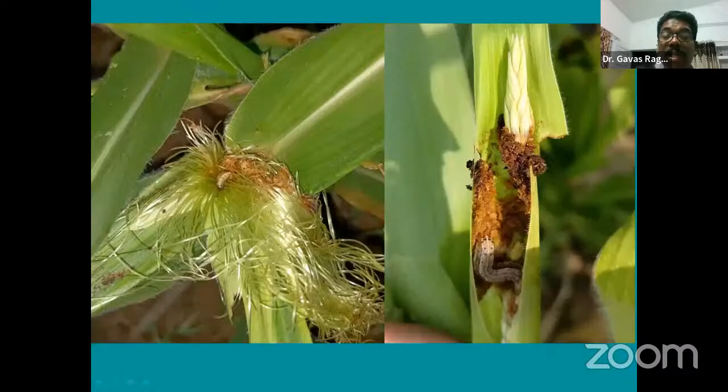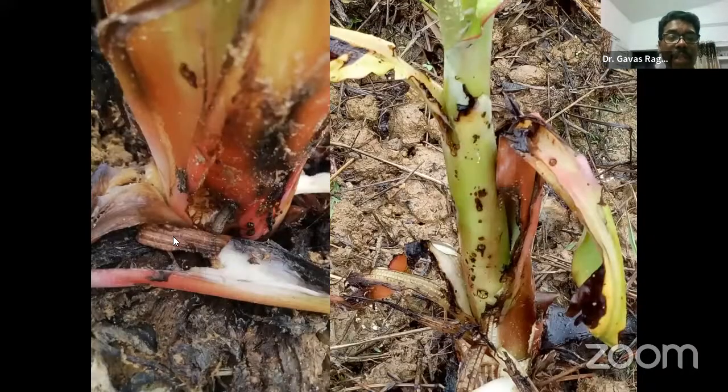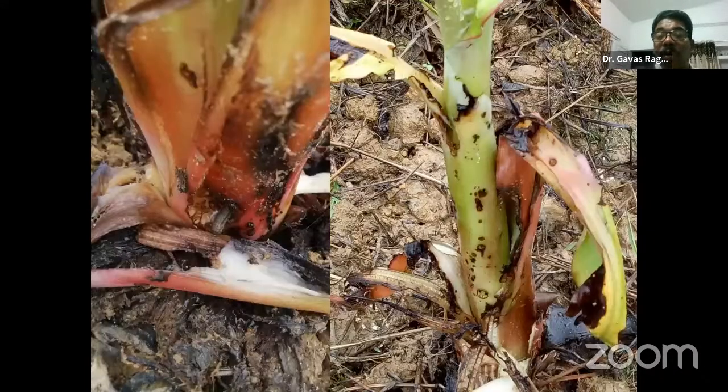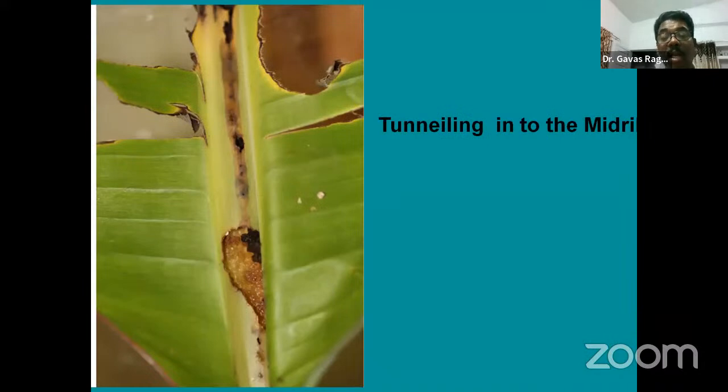See in banana, you can see how much damage they are causing. They severely feed on the pseudostem and cause damage. You can see even the young larvae are causing damage. These are different photos just to show you the severity of the attack caused by the fall armyworm. It's a severe defoliator, and tunneling is also observed.